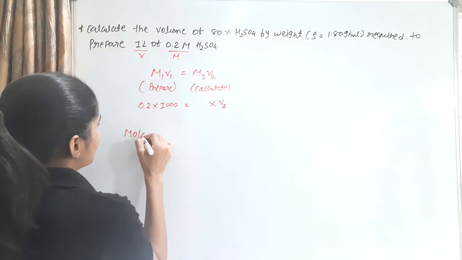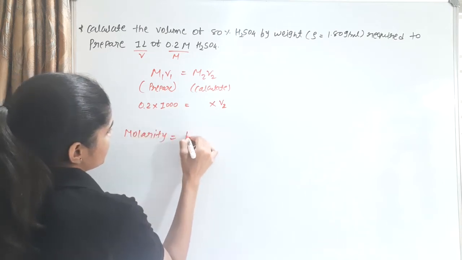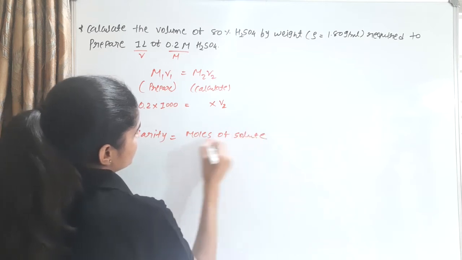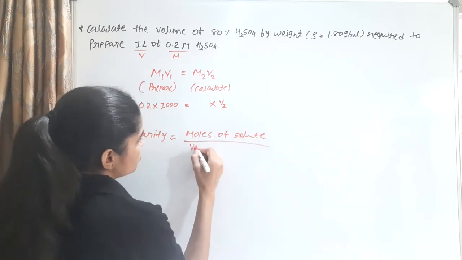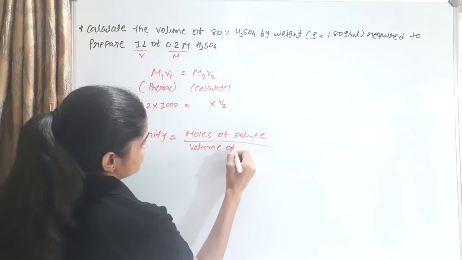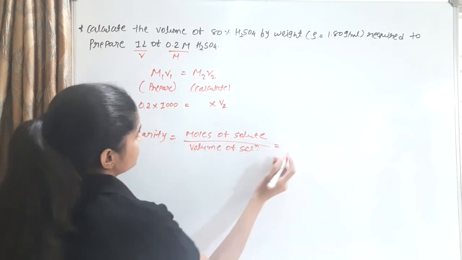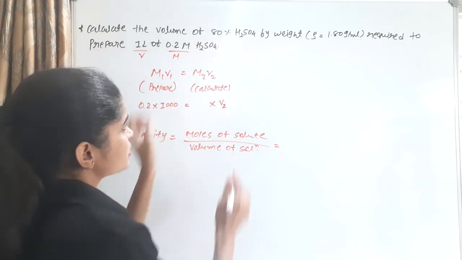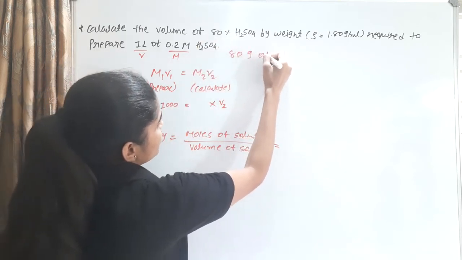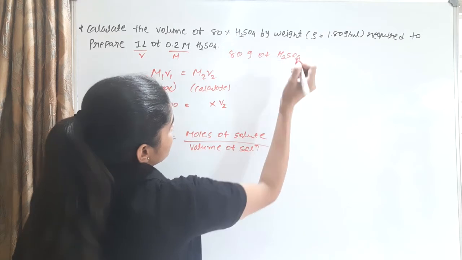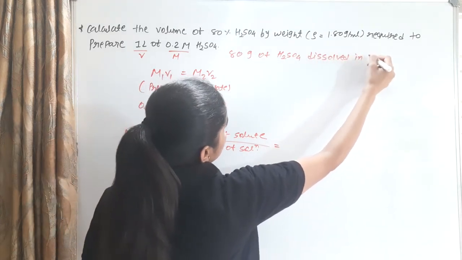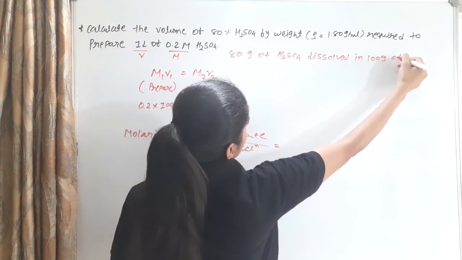How to find out M2? We know that the molarity is equal to moles of solute divided by the volume of solution. Given data is 80% H2SO4. That means 80 gram of H2SO4 is dissolved in 100 gram of solution.